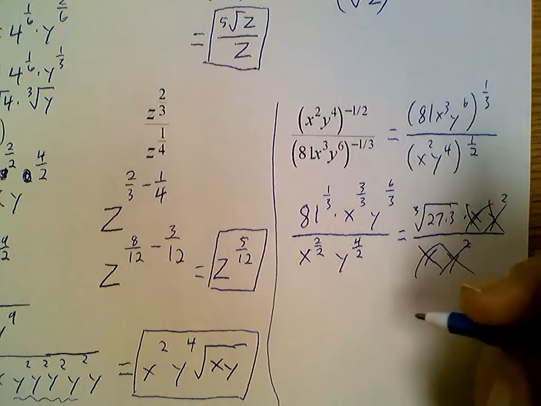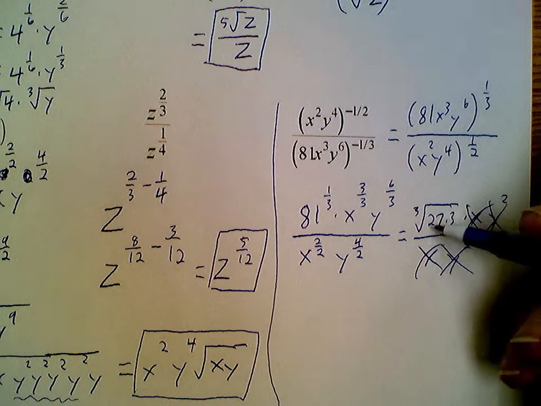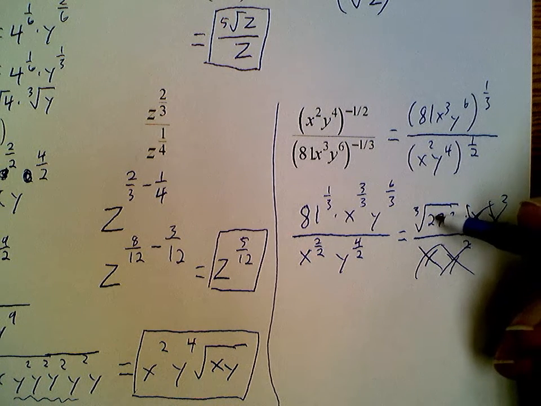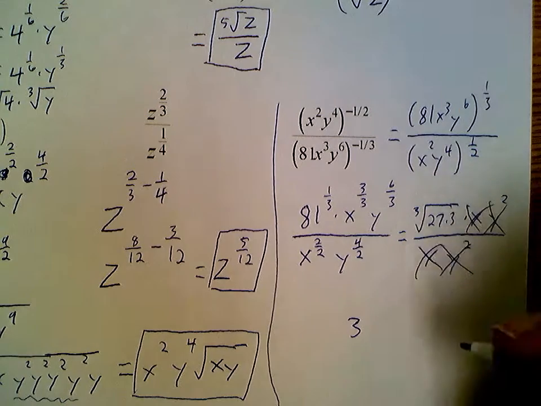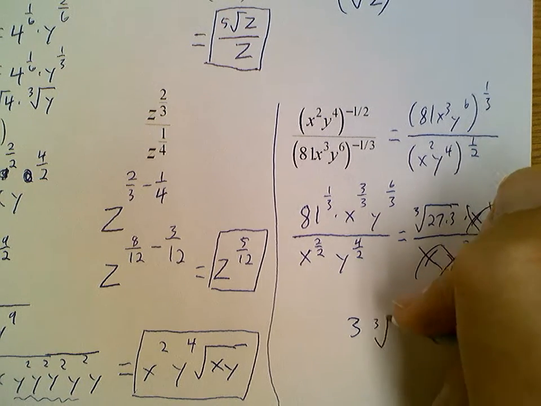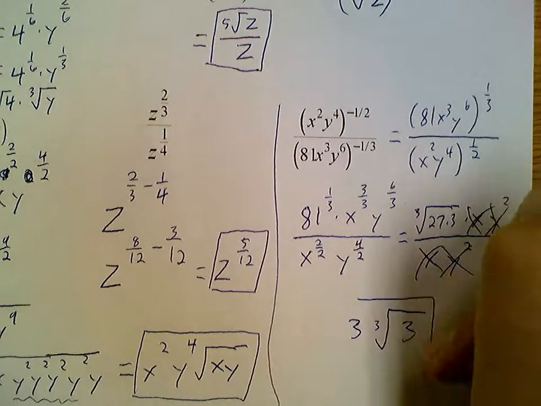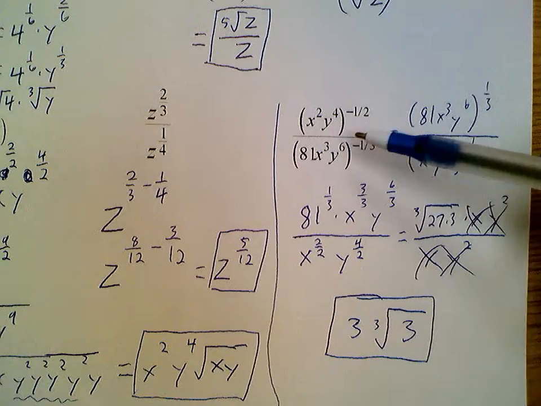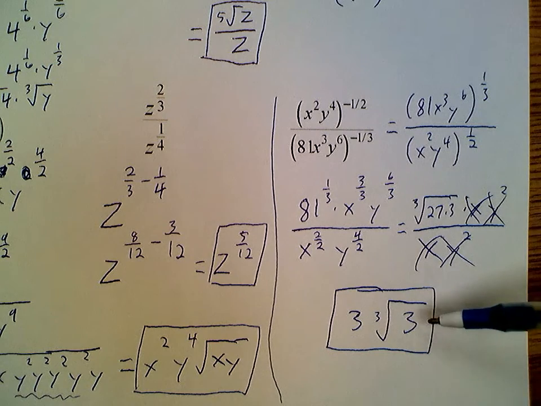So all I'm left with is this cube root of 27 times 3. Cube root of 27 is 3, so that's why we rewrote it like that. So I'm going to take the 3 out front. So I got 3 times the cube root of 3. So this whole thing simplified to just be 3 times the cube root of 3.